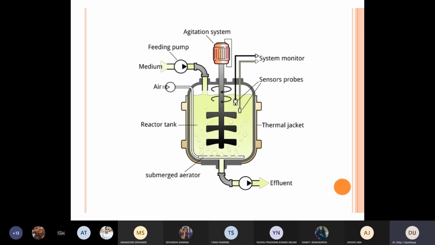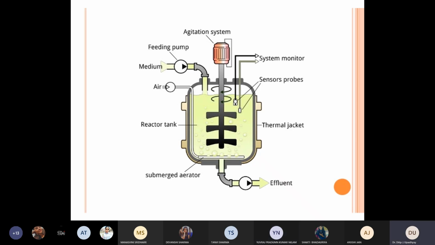And that is being done using the system monitor. So they are part of the same system, but the sensory probes send the information and the system monitor is going to rectify the error. If the temperature rises too much, it will send cooling water. Okay, did you understand? Okay, sir.